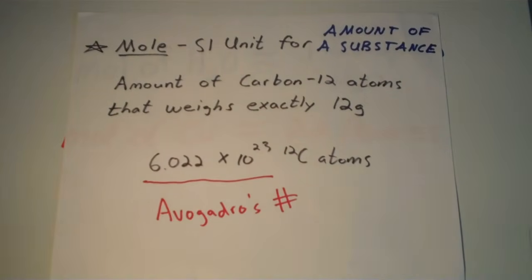So really all the mole is, is just a number. That's all it is. So if I have a mole of pennies, that would be 6.022 times 10 to the 23rd pennies. If I had a mole of eggs, that would be 6.022 times 10 to the 23rd eggs. If I had a mole of hydrogen atoms, if I had a mole of hydrogen, it would be 6.022 times 10 to the 23rd hydrogen atoms. So all this is a mole.